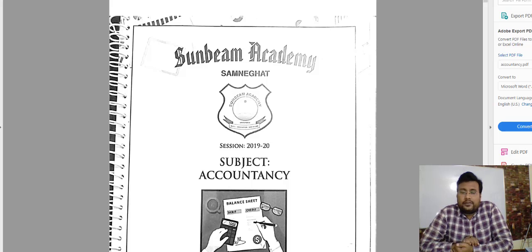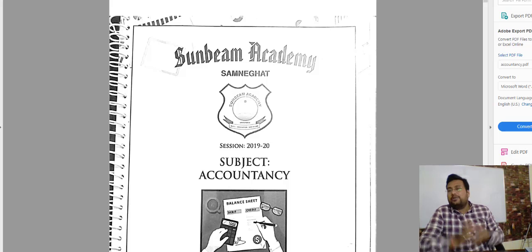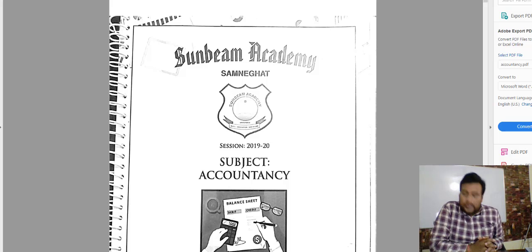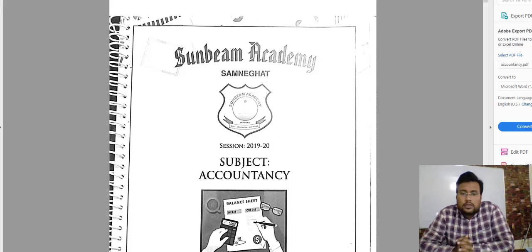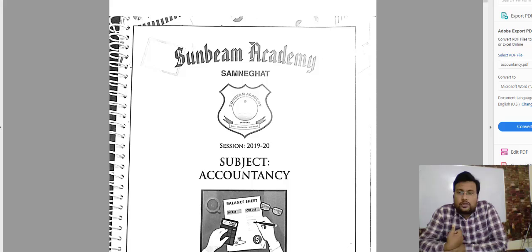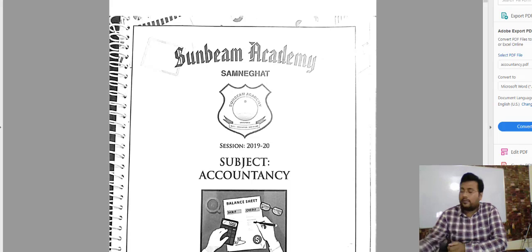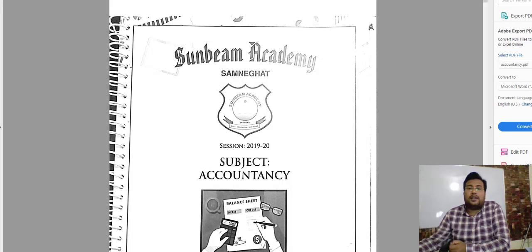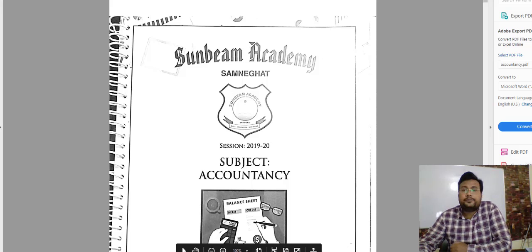Good morning to everyone. Today we will discuss the accountancy project and the solvency ratio from book number 3. I receive a lot of queries that there's some confusion about how to prepare the accountancy project. So I decided to give you the guidelines on how to prepare it.